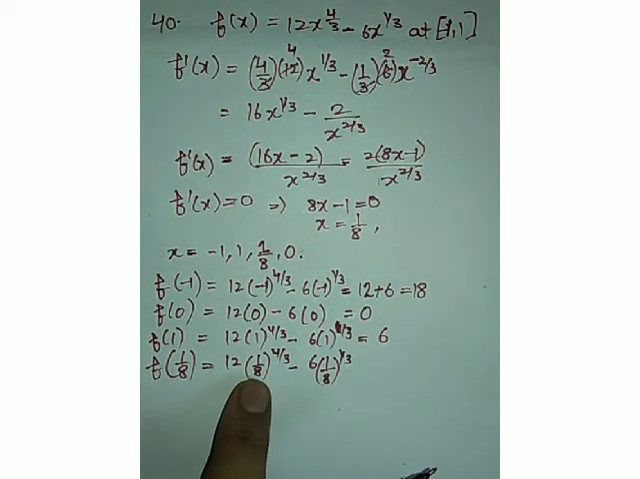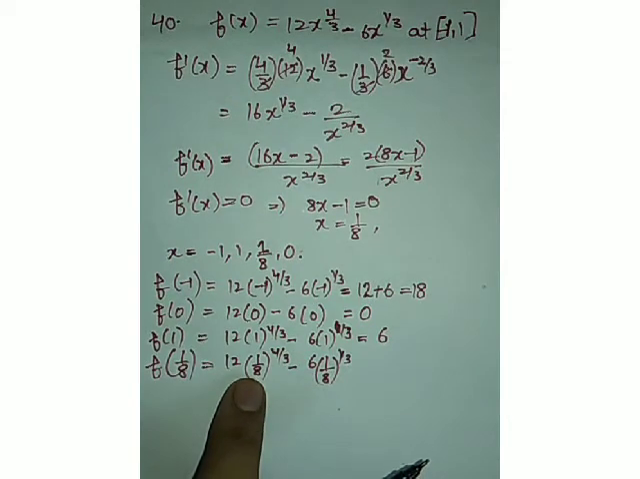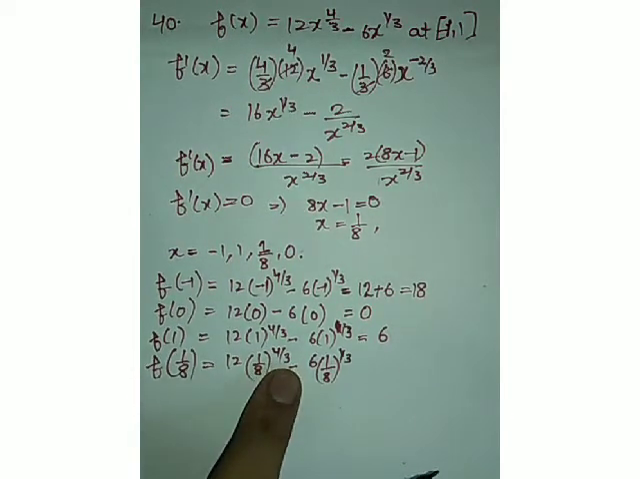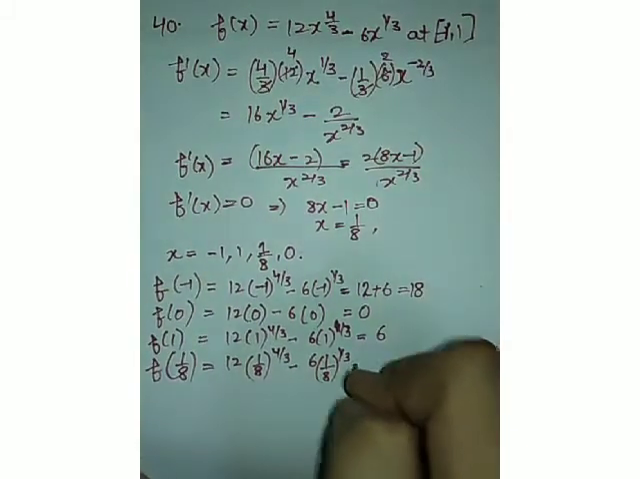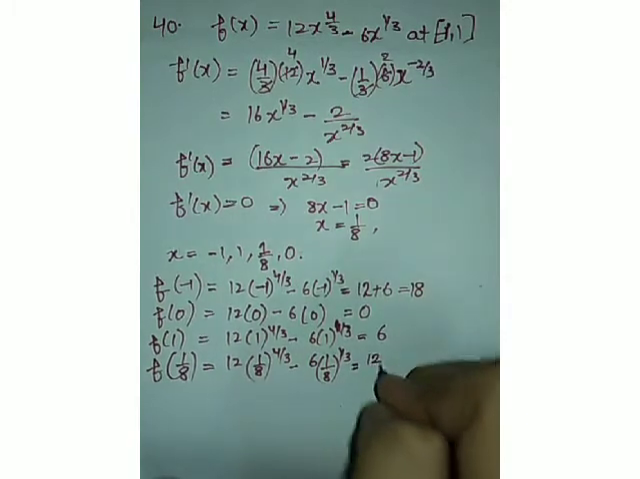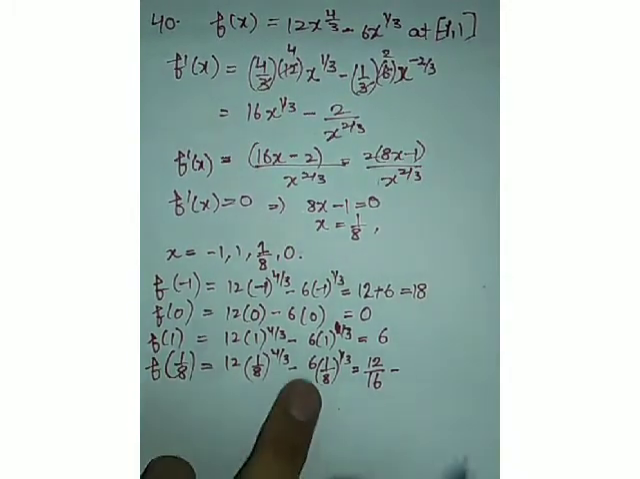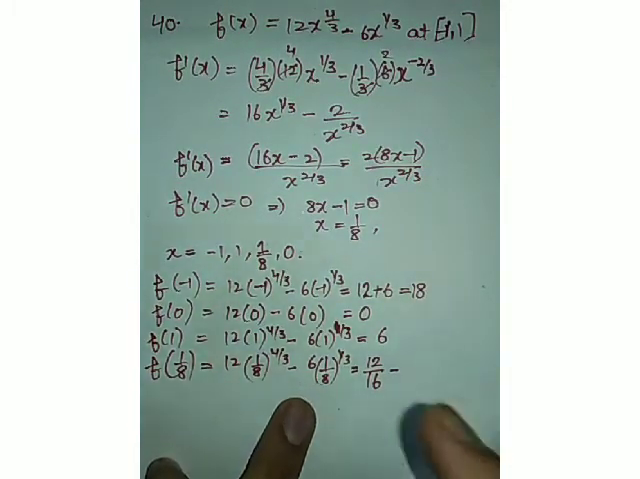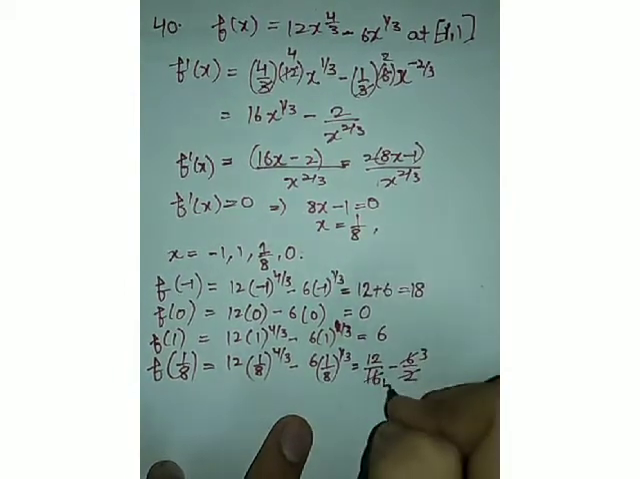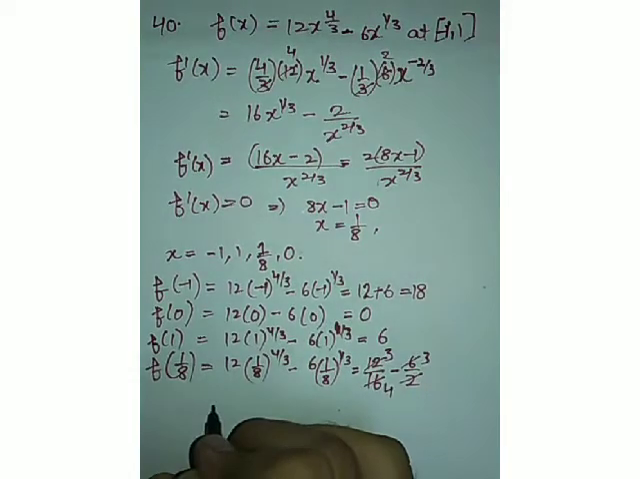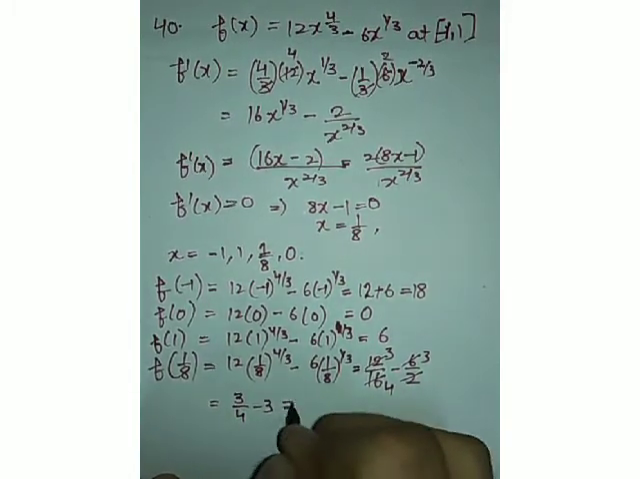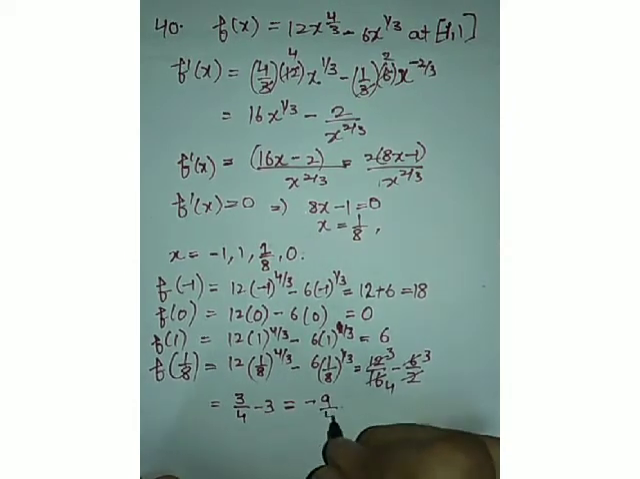Now you can write 8 as 2 raised to power cube, and then the cube will be cancelled and 2 raised to power 4 will be there. 2 raised to power 4 is 16. So 12 upon 16 minus, 8 is 2 cube, so only 2 will be there, minus 6 upon 2. 4 4s are 16 and 4 3s are 12. You will get 3 by 4 minus 3. As a result, you will get minus 9 upon 4.